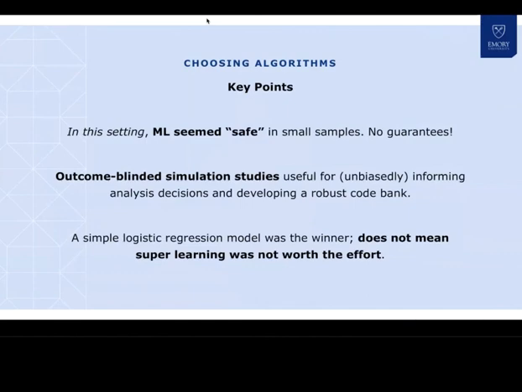I think superlearning was still worth the effort in the sense that we were able to protect ourselves from unanticipated scenarios, where there were maybe strong interactions or some nonlinearities present that we would have otherwise missed. So that's the takeaway here: often you will see simple models being the winner, but I don't think that means that it's never worth the effort to put a lot of thought into developing a superlearner library. Okay, so we can head to the next slide.